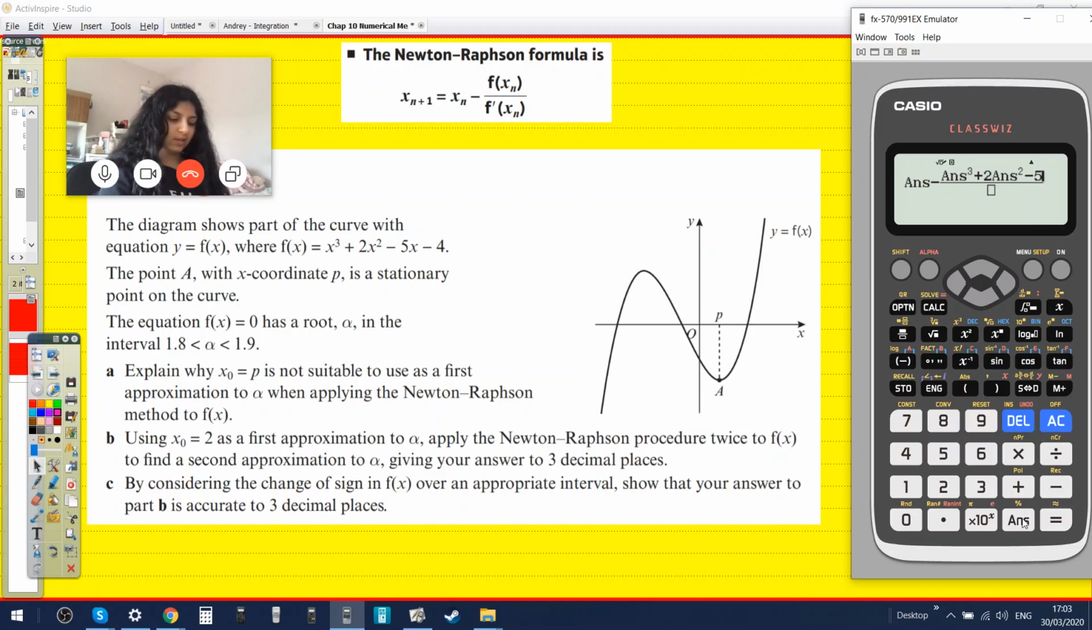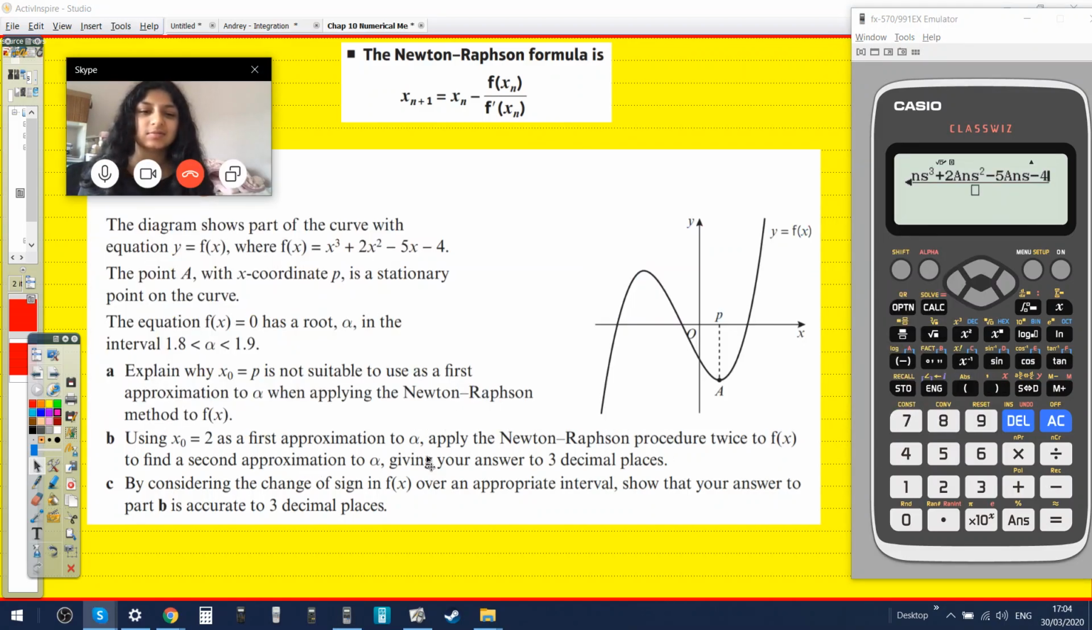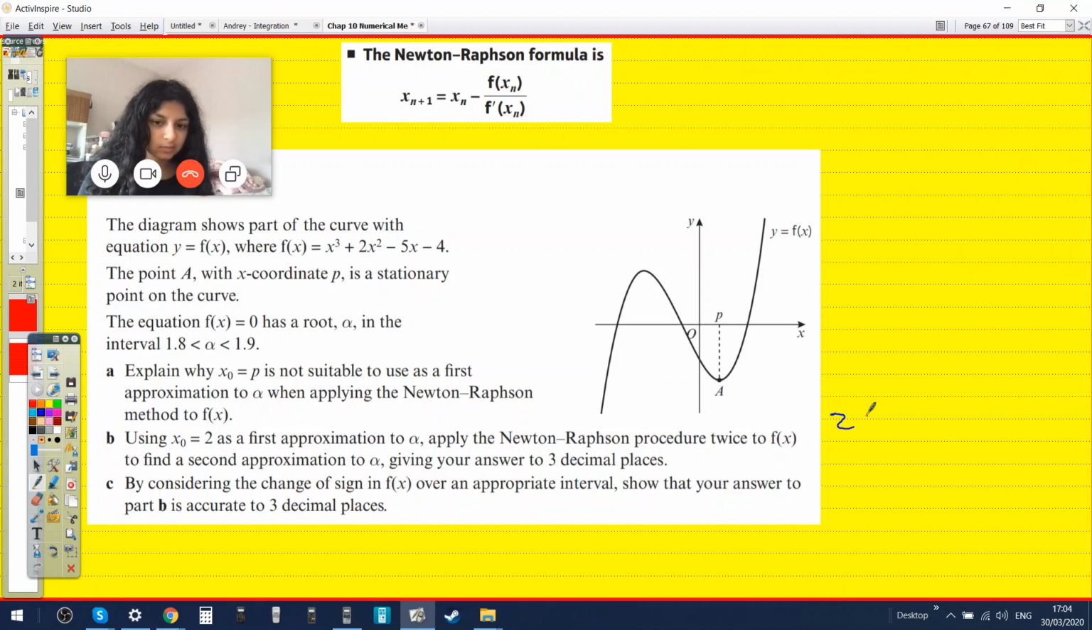So for the first one I got 28 over 15. I don't know if that's right though. Okay. But it says you have to do it again, so we'd use 28 over 15.